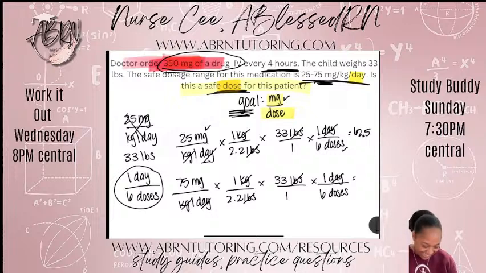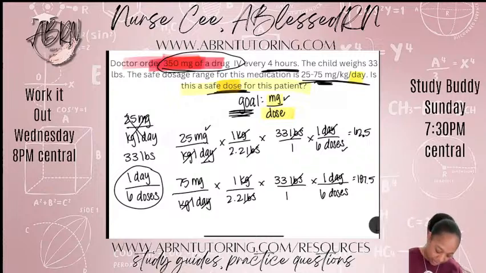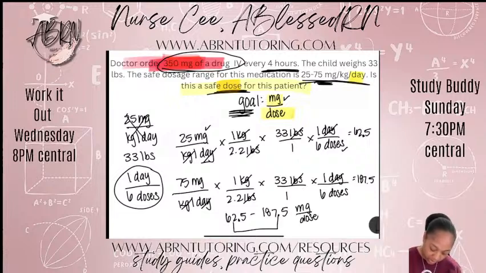But congratulations. All right. Divided by 2.2 divided by 6 is 187. Oh, it's 187.5. All right. So our safe dose is 62.5 to 187.5 milligrams per dose. Okay, that is for one dose.